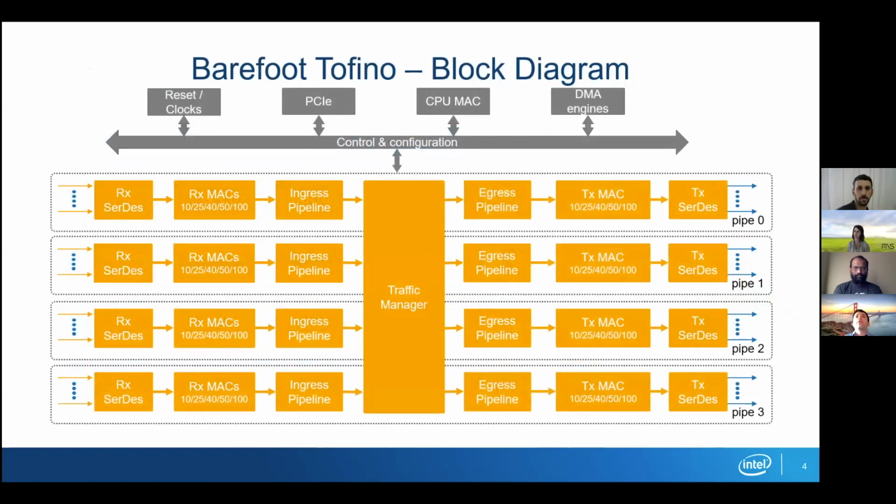Now, starting off, diving into each of these building blocks, in terms of Barefoot Tofino, which was the first ASIC that we released as part of Barefoot, this is a high-level diagram of the ASIC. It has a pipeline architecture with, depending on the configuration of the chip, in this case, 4 different pipelines. They're uniform pipelines with an equal number of stages in each pipeline for ingress and egress.